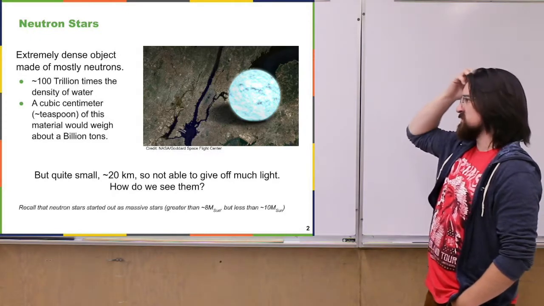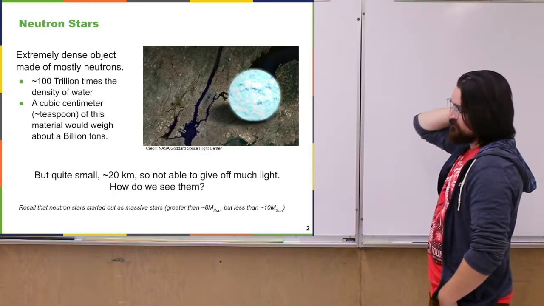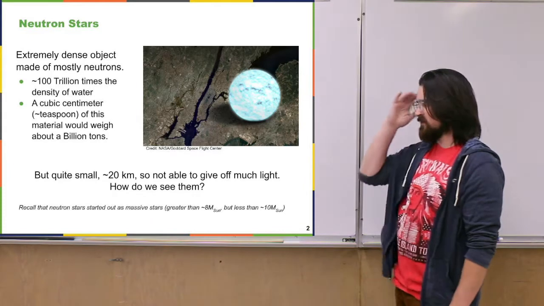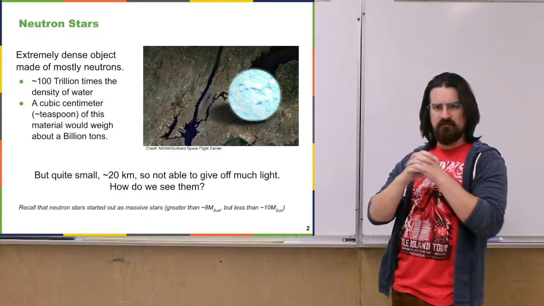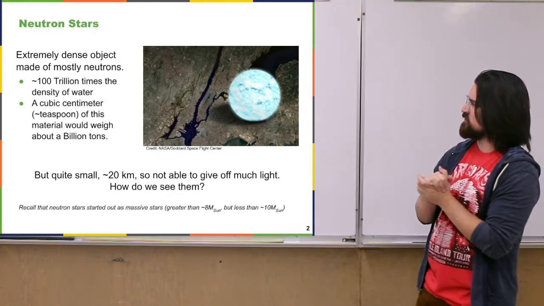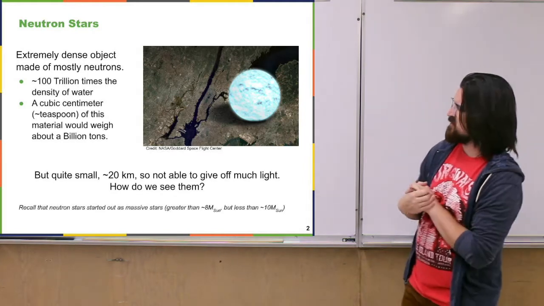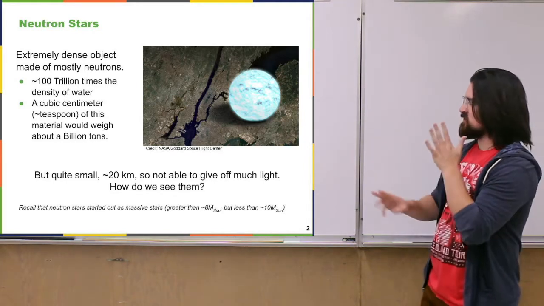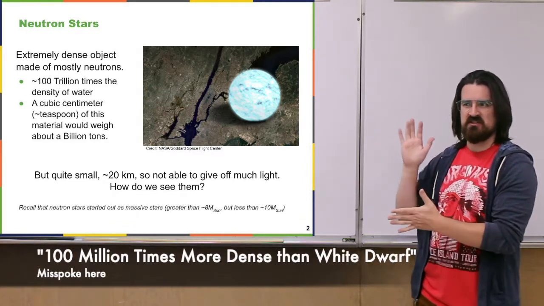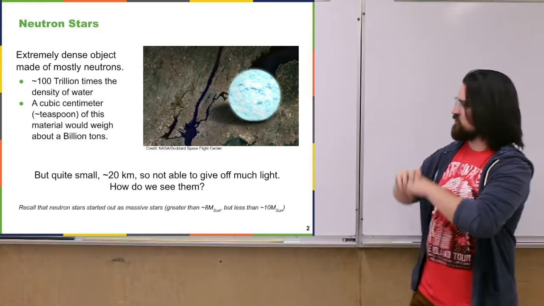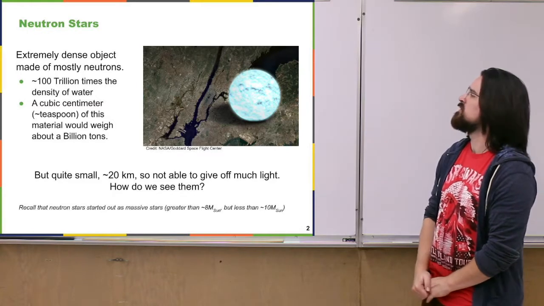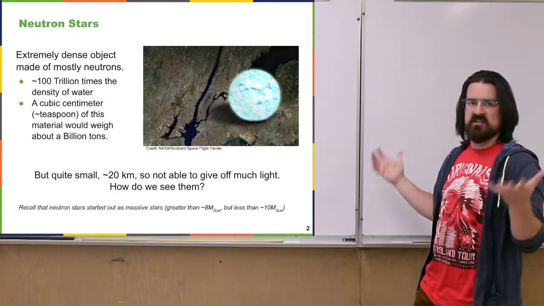So this is an extremely dense object made of mostly neutrons, something like 100 trillion times the density of water. If you recall, the white dwarfs ended at about 1 million times denser than water, and these neutron stars are 100 trillion times denser, give or take. That means, what is that? 1,000, another 1,000, million, 10 million times more dense than white dwarfs, which also means they get crushed down quite a lot. So we end up with something that's like 20 kilometers, whereas the white dwarfs were still like the size of a planet like Earth.